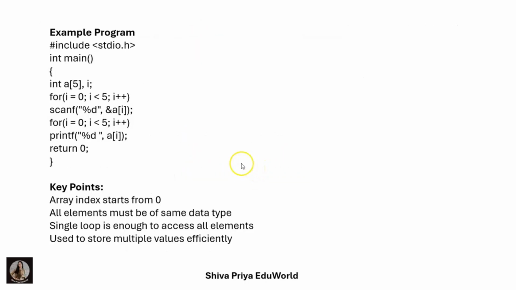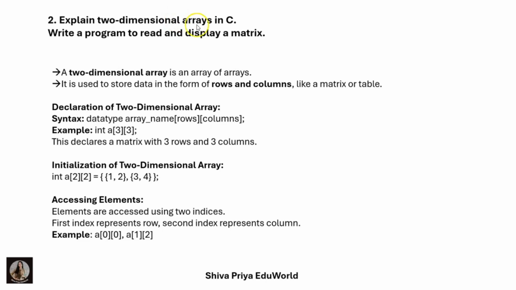Clear with this? Let us see the second question. Explain two-dimensional array in C. Write a program to read and display a matrix. Here we have seen 1D array. Let us see what is 2D array. 2D array is an array of arrays, which means it is used to store the data in the form of rows and columns. Rows and columns. Clear? Like a matrix or a table.